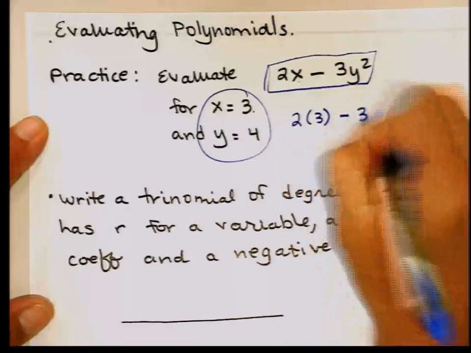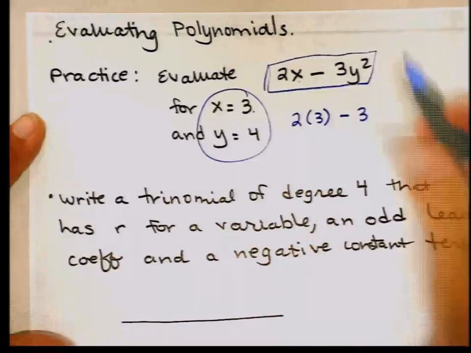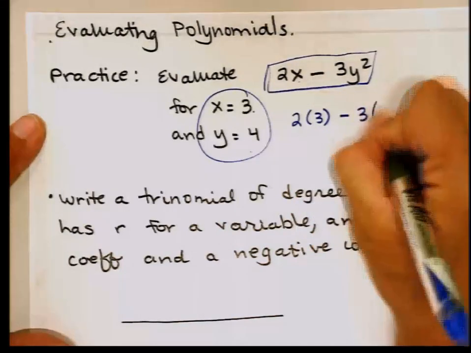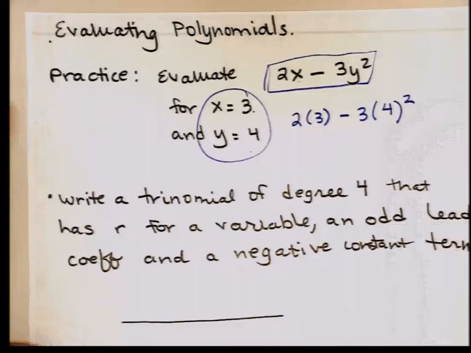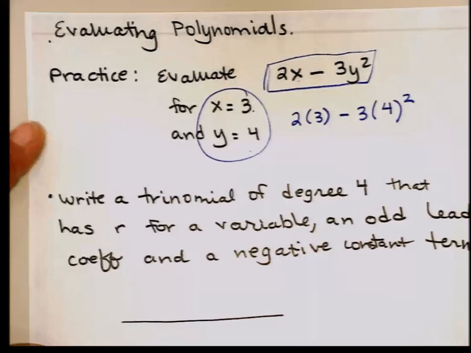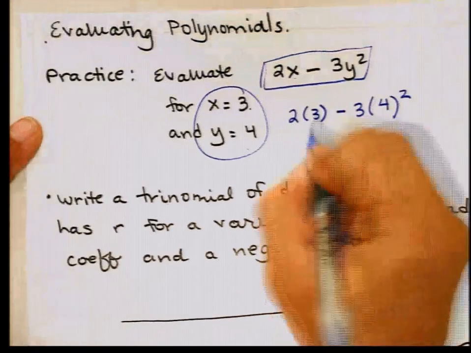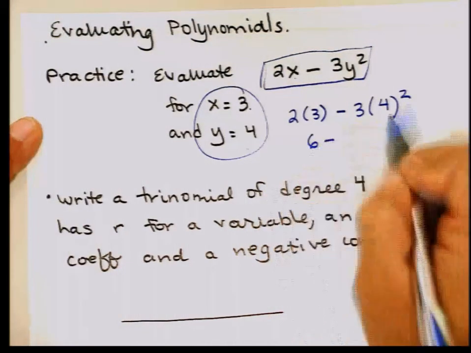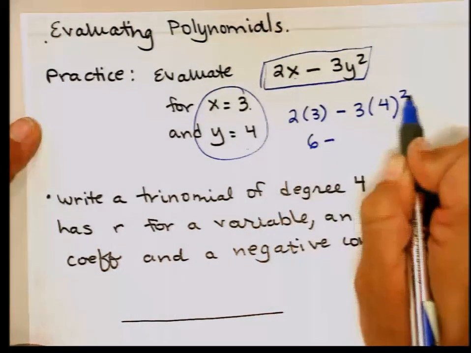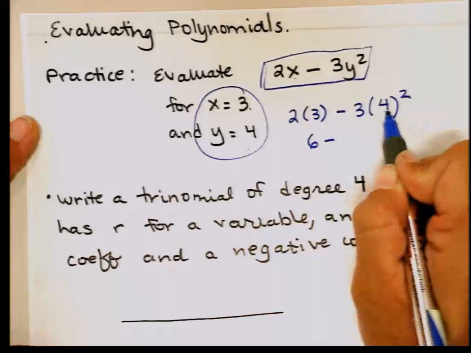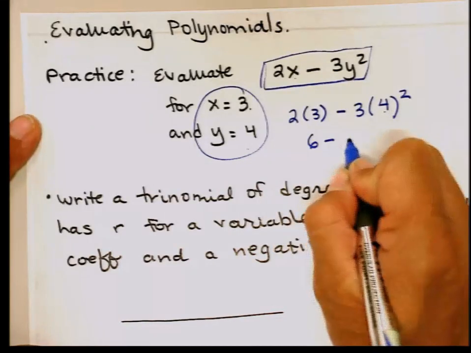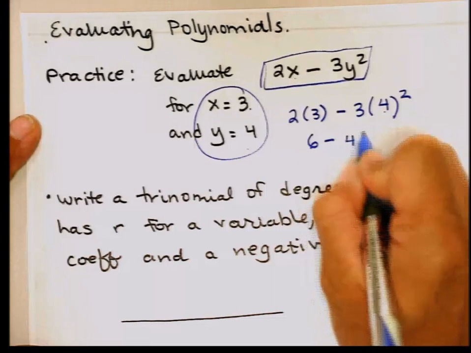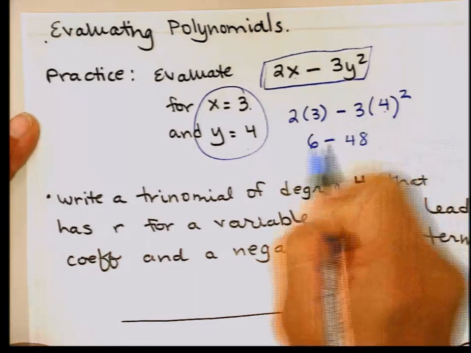Minus 3 times y squared, but y, we know, gets replaced with the number 4. Okay, so there we've done the substituting, and now we're going to do our arithmetic. So 2 times 3 is 6, minus, careful who goes first over here. Okay, so we'll square the 4 first to get 16, times the 3 is 48. I just left the minus sign here, so 6 minus 48.